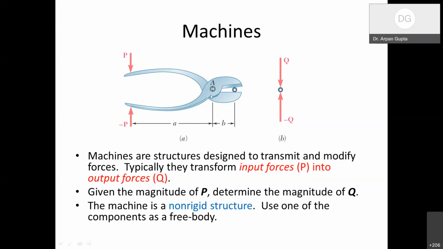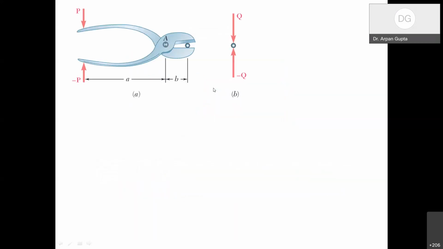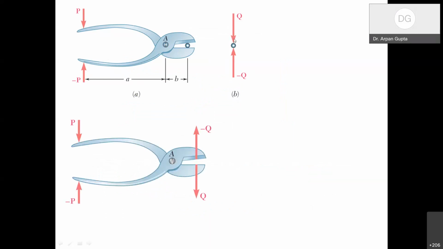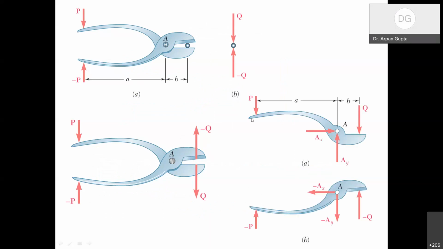So you can see that there are two bodies as part of the plier, and we will consider one of them as a free body to do the analysis. Now, these are the forces, and if I apply Newton's third law, then this force acting on the wire will act equal and opposite on the machine, or on the plier. And now if I separate this one part out.